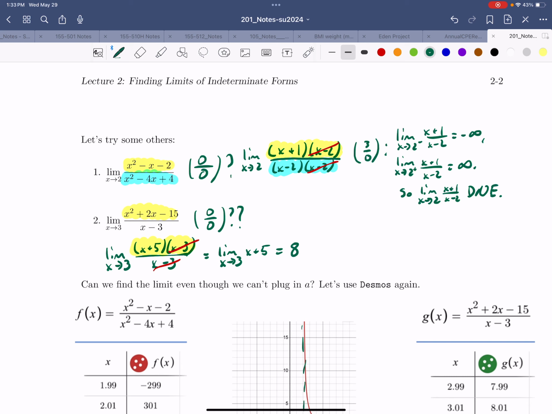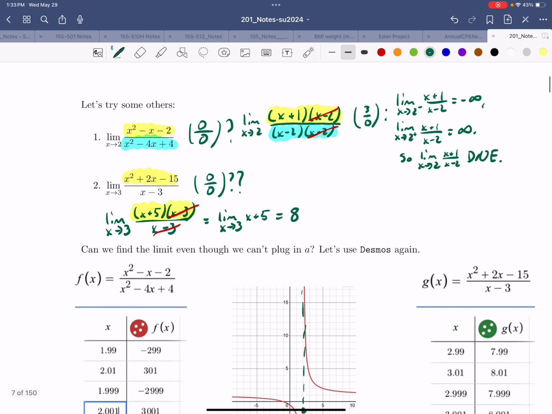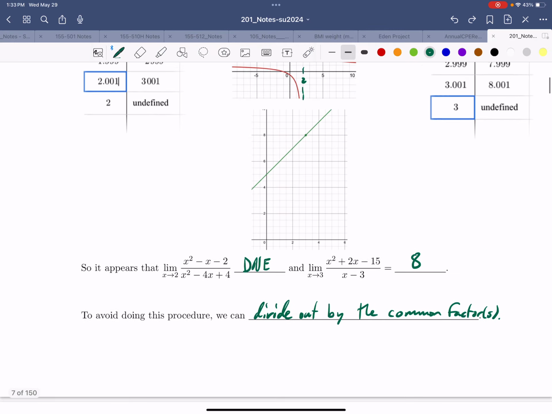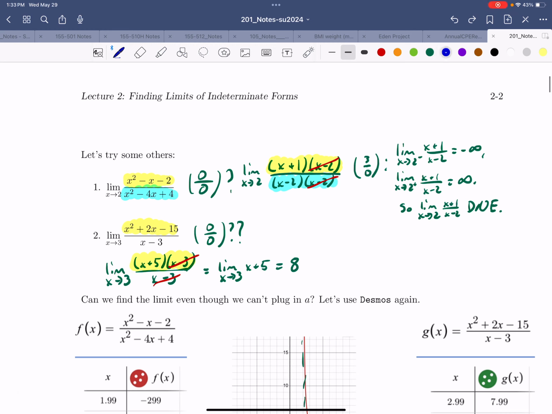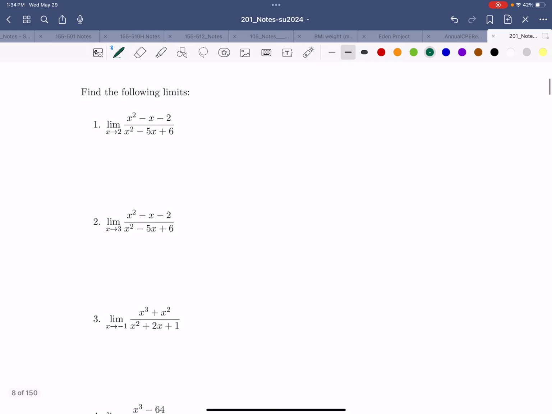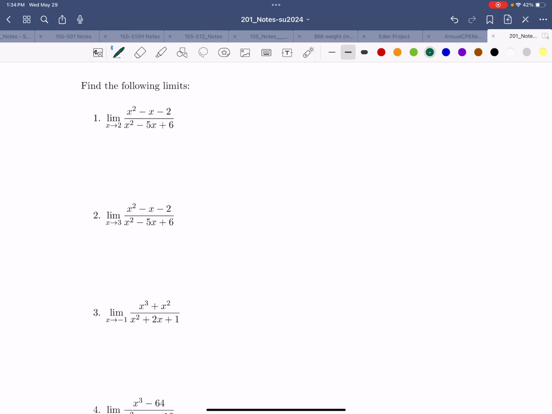Okay? So these are called indeterminate forms. When you have 0 over 0 like this, that's called an indeterminate form. We don't know what's happening. Actually, let me write that up here. The result 0 over 0 is an indeterminate form. And what it means is that you need to work a little harder to figure out your limit, right? You don't know the answer. It's indeterminate. Okay?